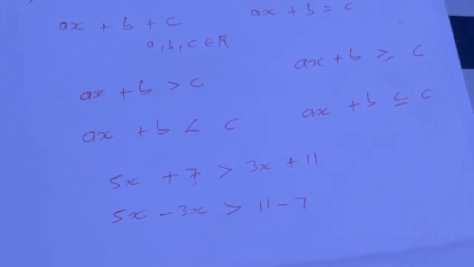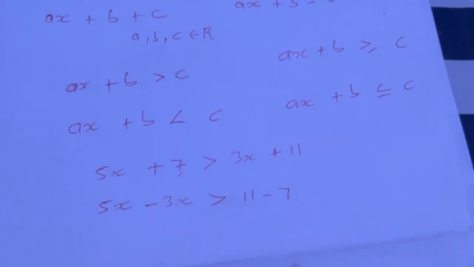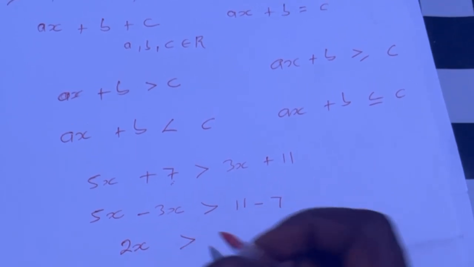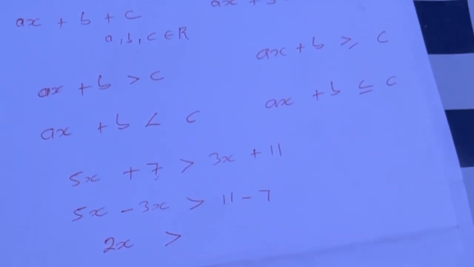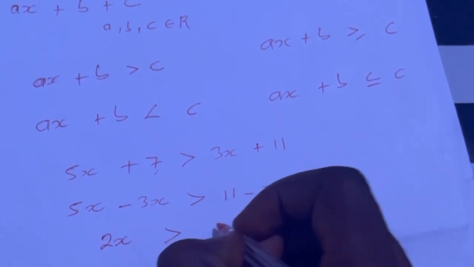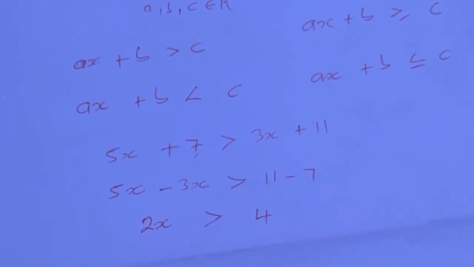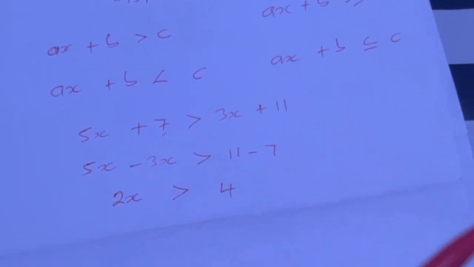Now, our next step is simplification. 5x minus 3x, we have 2x greater than. We have 11 minus 7, and 11 minus 7 is 4. Look, we're looking for the value of x, but we have 2x greater than 4. So what do we do?